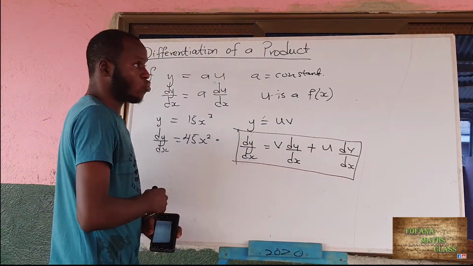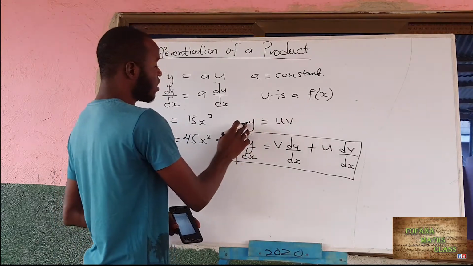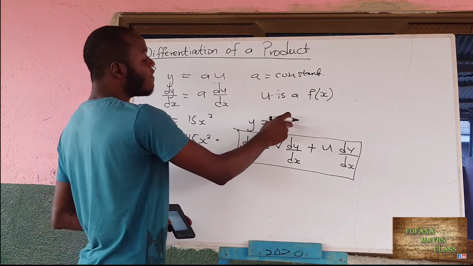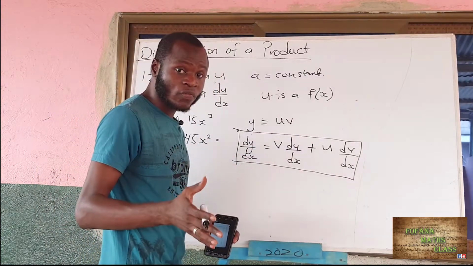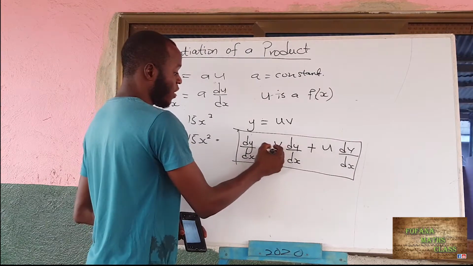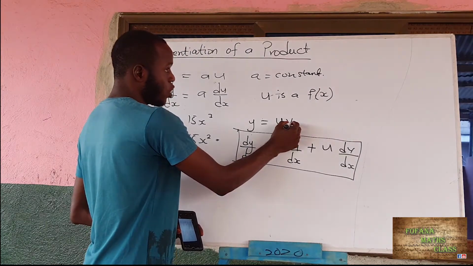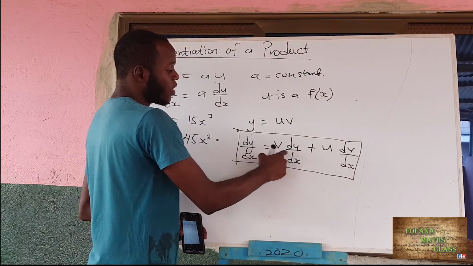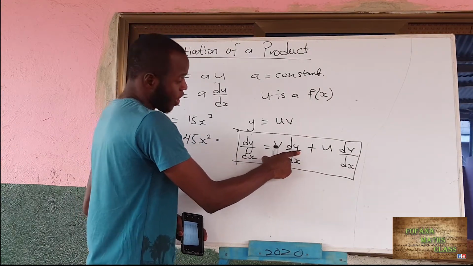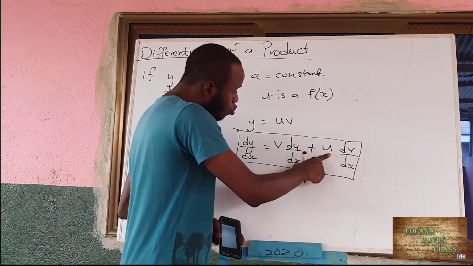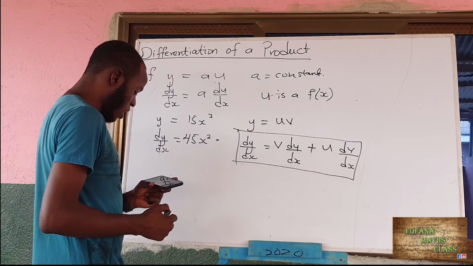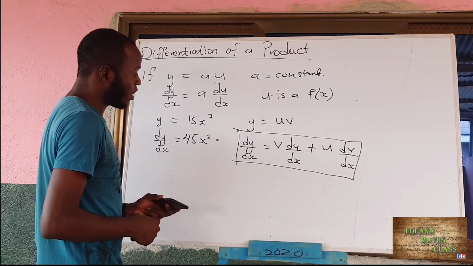So this is the formula that we use when dealing with the product rule. If an expression is given to you, y equal to uv, where u and v are both functions of x, all you need to do is keep one of the functions, say v first, then you differentiate u, plus you keep u, then you differentiate v. This is a simple formula that you have to use.